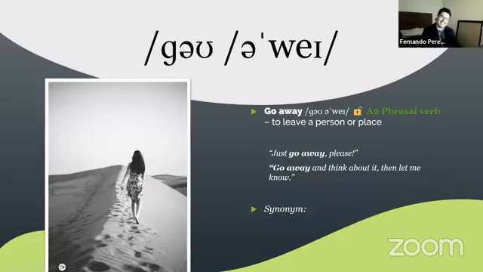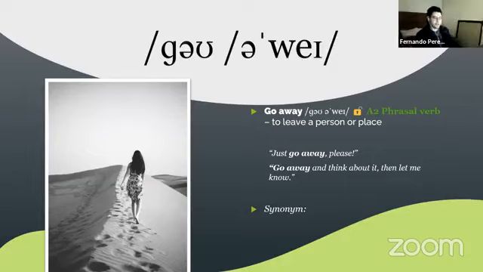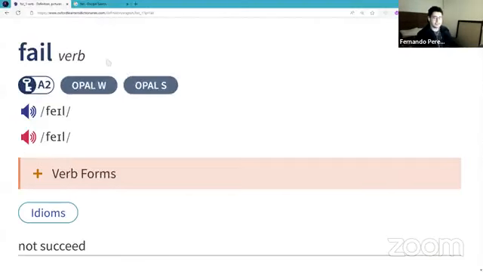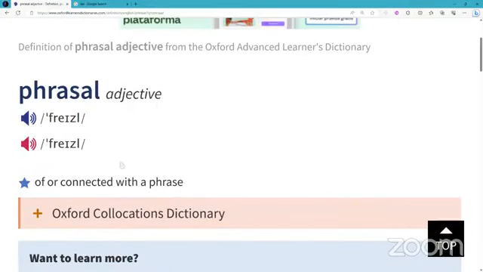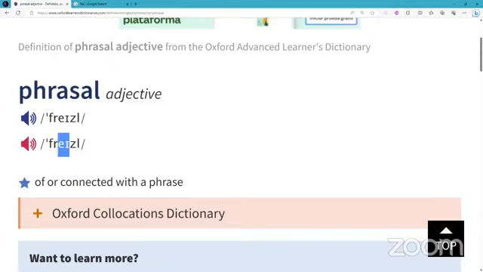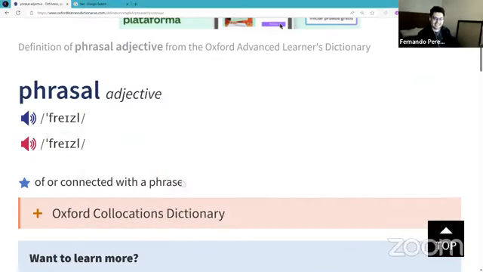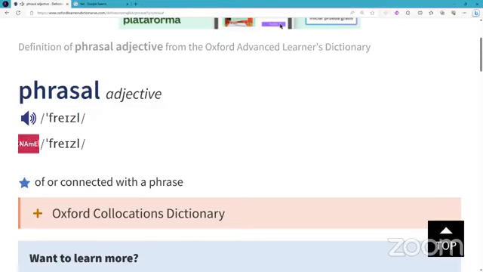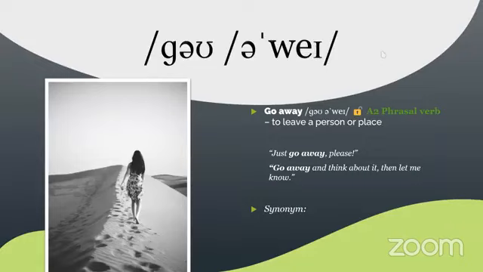It's super quick. What is go away? Phrasal verb. To leave a person or place. Pronunciation. Just a second. How do you pronounce this? Phrasal. Look at the symbol. The same. Exactly. Phrasal verb. Correct. One more time. Phrasal verb. To leave a person or place.